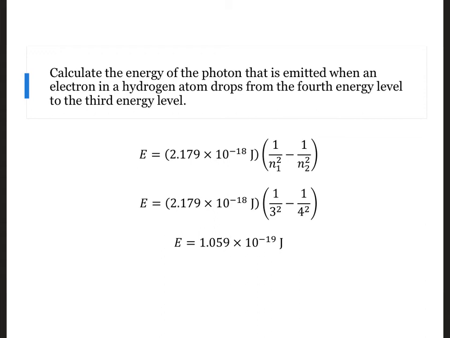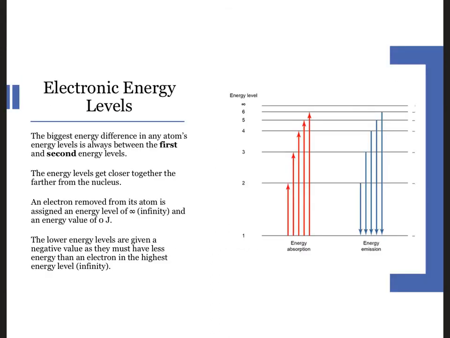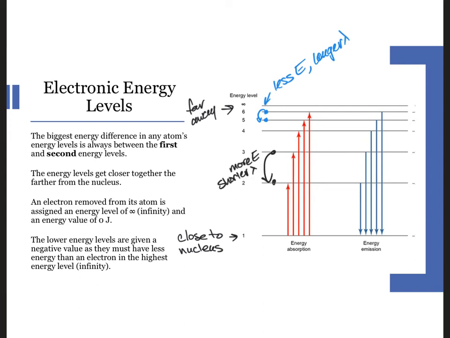Using the same example, let's also calculate the energy associated with the transition. Plugging our values into the Rydberg equation, we see that the energy is 1.059 times 10 to the negative 19th joules. Energy levels have a general trend in spacing, where we observe that levels closer to the nucleus are spaced farther apart. The farther you get from the nucleus, the closer the energy levels become. This means that an electron dropping from the n equals 6 to the n equals 5 level will emit less energy and have a longer wavelength than an electron that drops from the 3rd to the 2nd energy level. Note that in both cases, a single photon is emitted.